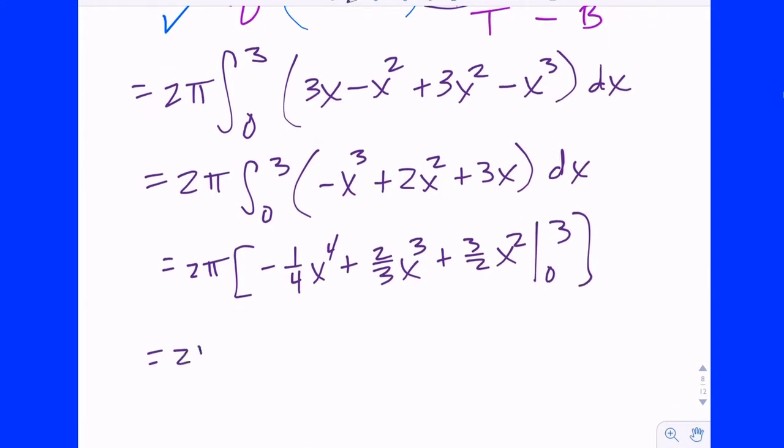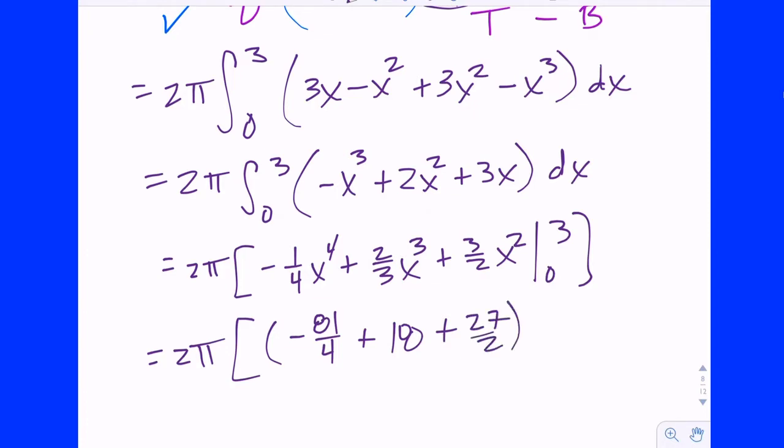So the 2 pi now hangs out front. Plug in the top. 3 to the 4th is 81. So you have negative 81/4. And then plus 3 cubed is 27, divided by 3 is 9, times 2 is 18. Plus 3 squared is 9, times 3 is 27 halves. And then minus, what do I get when I plug in a 0? I get 0.